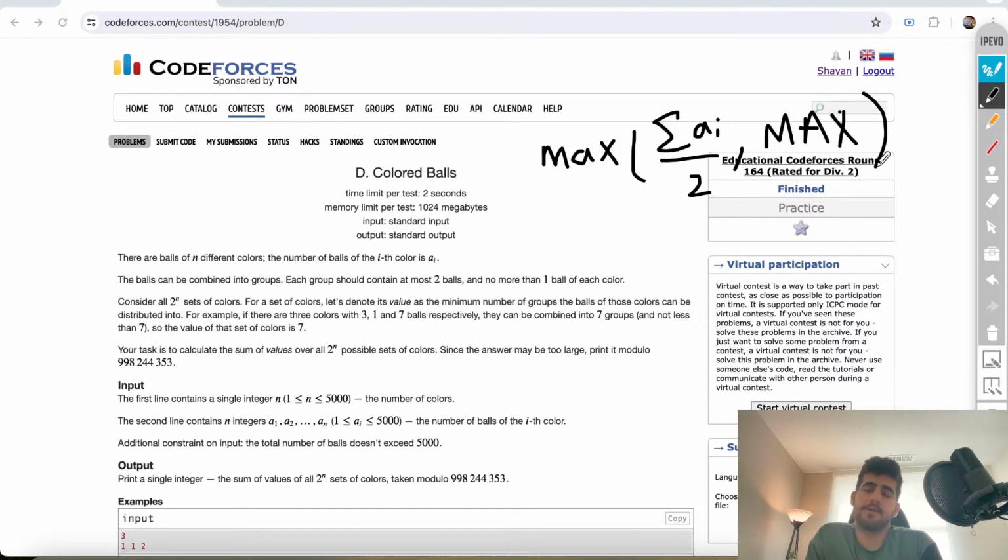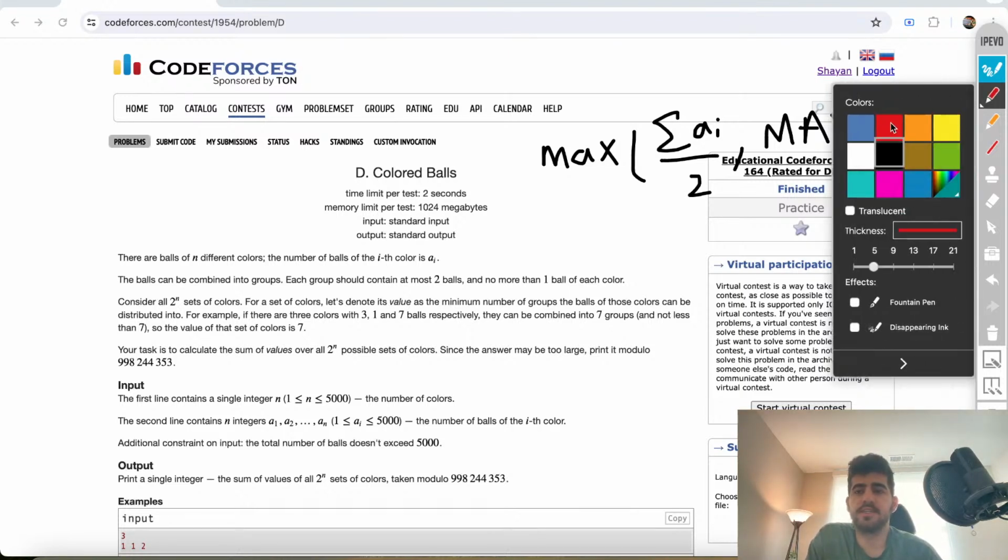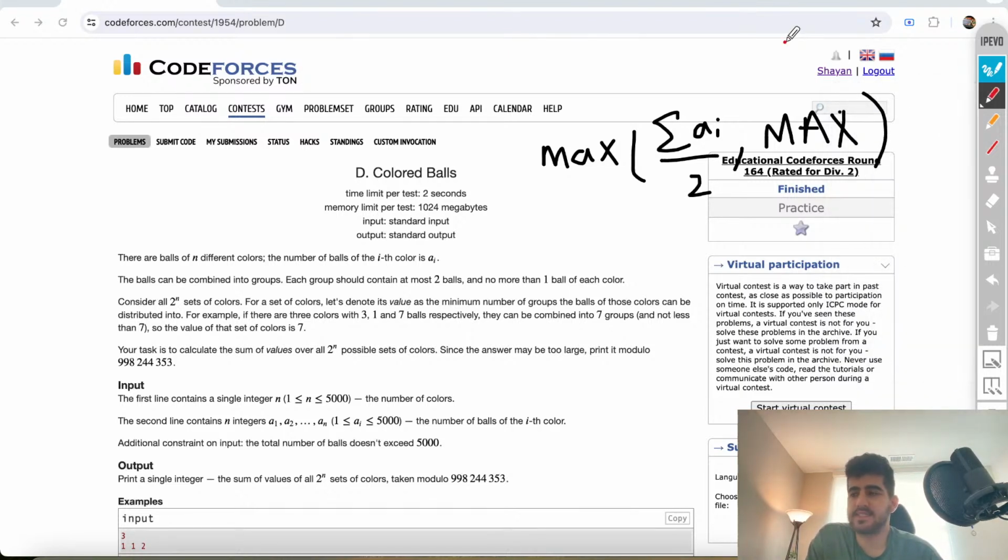Why? Because if you consider the color that has occurred the maximum number of times, all of them should be in different groups. So we need at least that many groups. If the maximum number is this max, then we need at least this many groups, right?